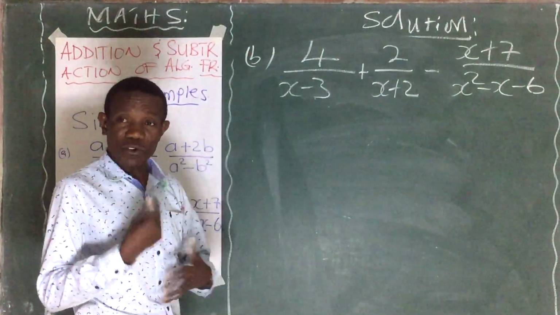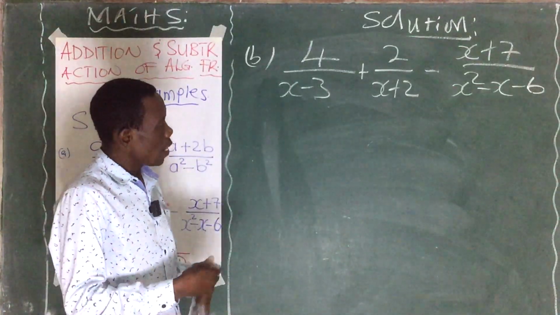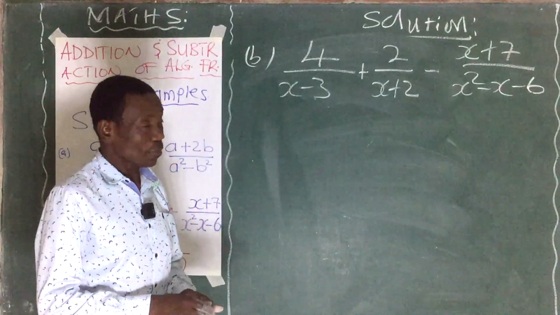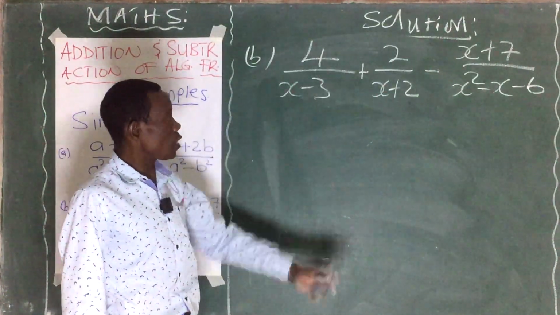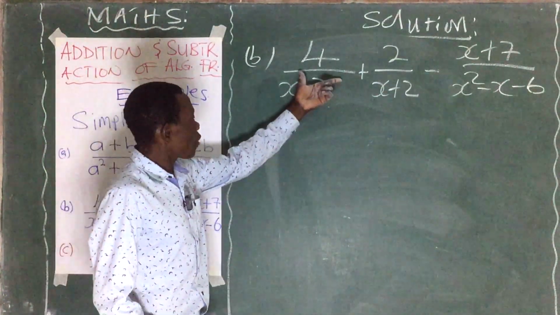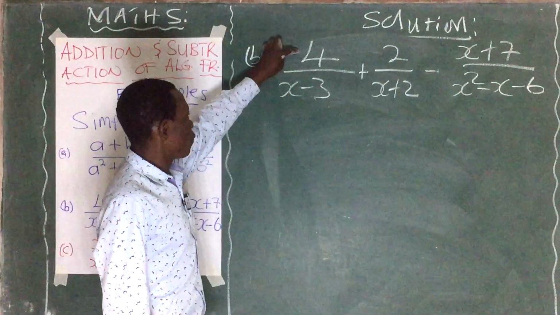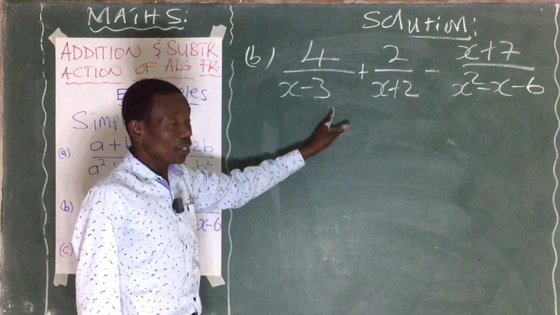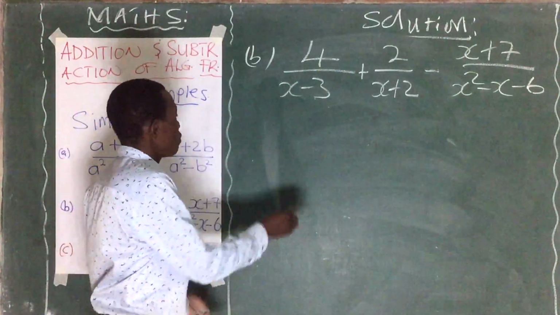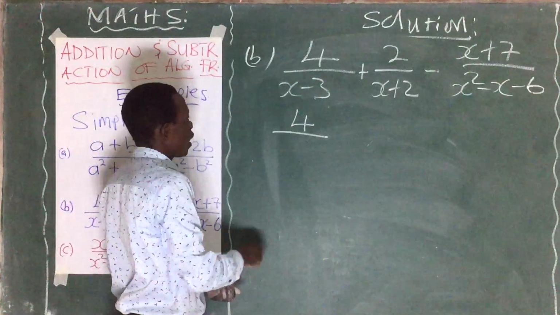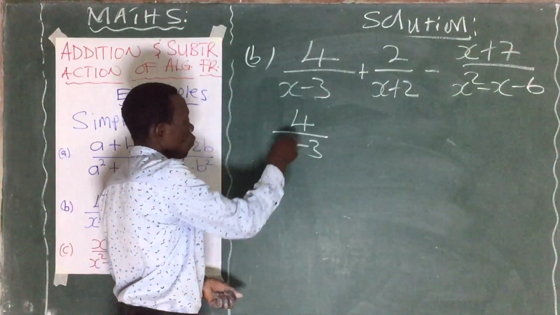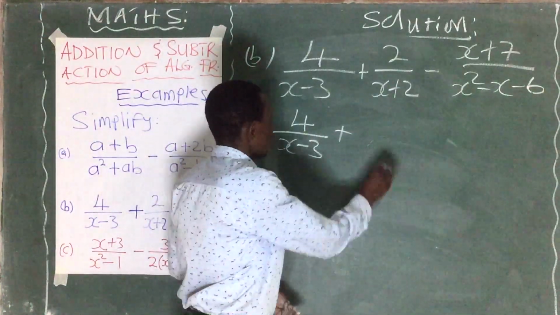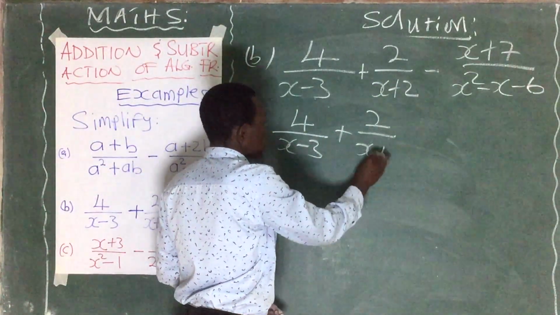First thing, consider factorization. Where you can factorize, do it, but where you cannot, leave it. So cross check the fractions first. Looking at the first fraction, we have x minus 4 as the numerator and x minus 3 as the denominator. Nothing we can do with that, so I'll just take it down like this, x minus 4 over x minus 3. The same applies to the second fraction, there's nothing I can do with 2 over x plus 2.